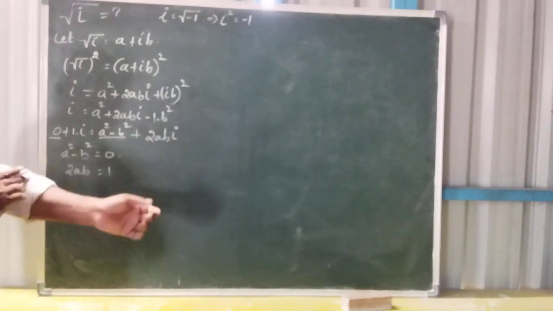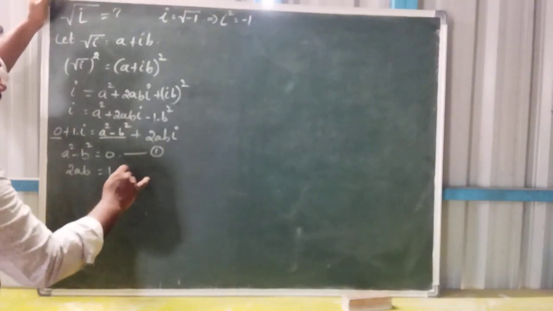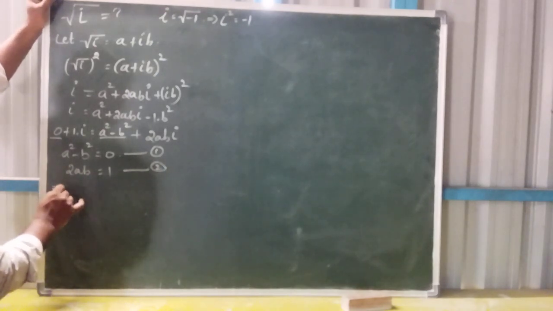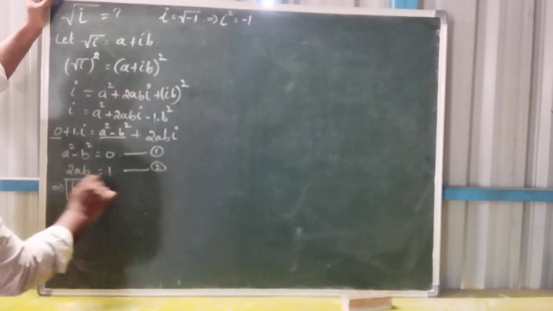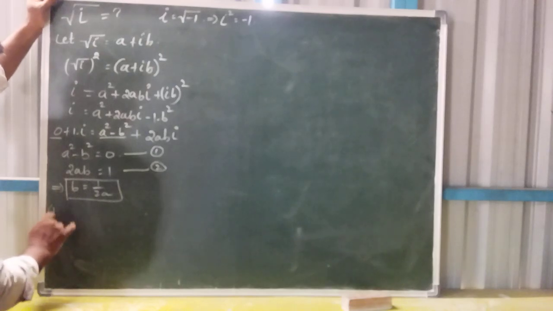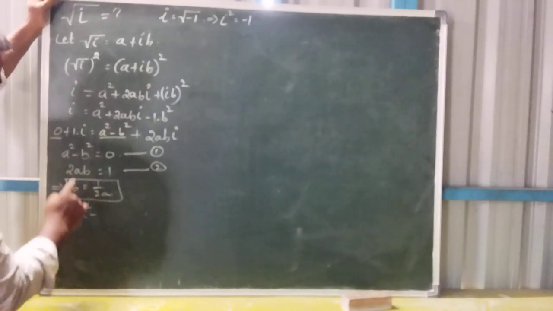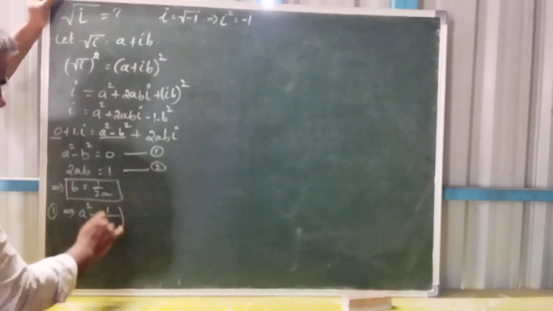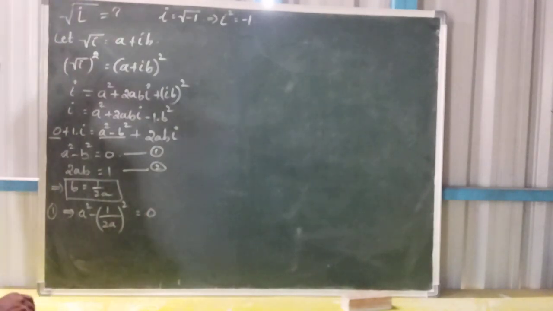There is a proof already, we know that. So now take this as the first equation and this as the second equation. From the second equation, you just take the value of b, that is b is equal to 1 divided by 2a, and substitute this b is equal to 1 by 2a in the first equation. See what is going to happen in the first equation. a square minus, in place of b we are using 1 by 2a the whole square is equal to 0. Clear?